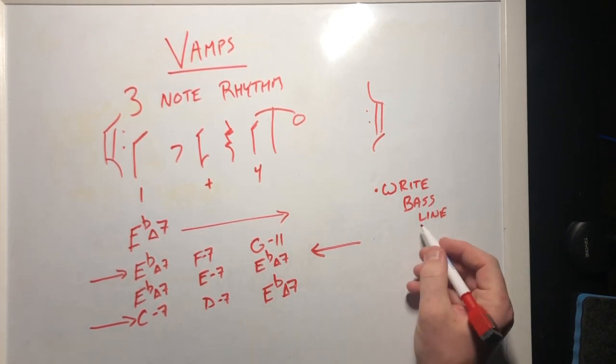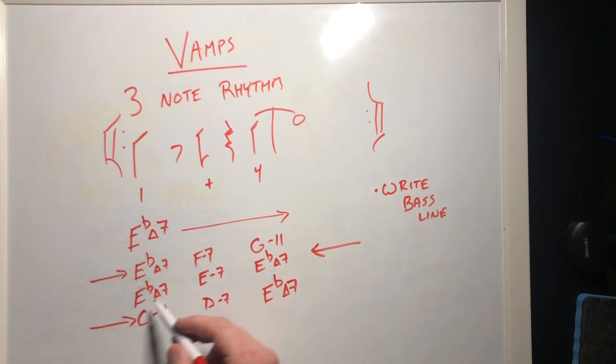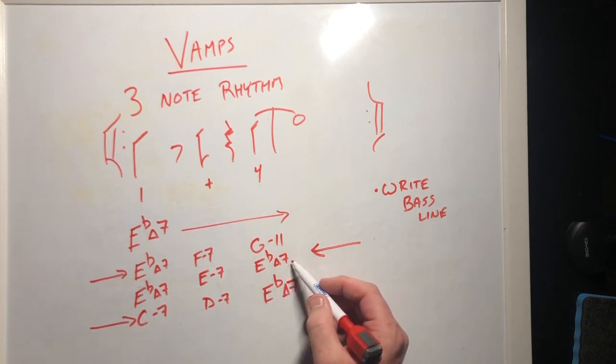Once you have some harmonic goal in mind that lines up with the rhythm you've written, another way you could further expand this vamp idea is writing a little bass line that alternates, that fills in the space from the rhythm that you've written.